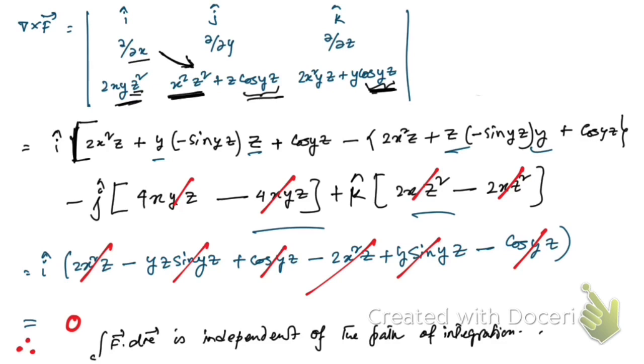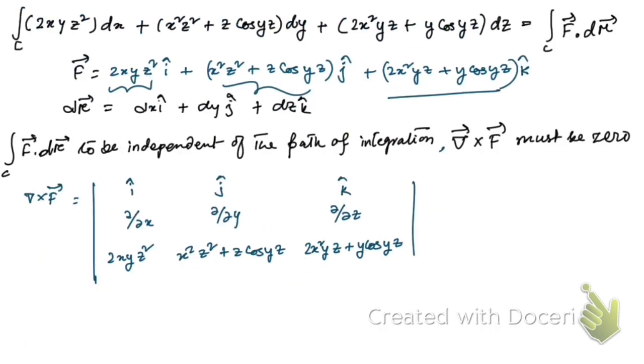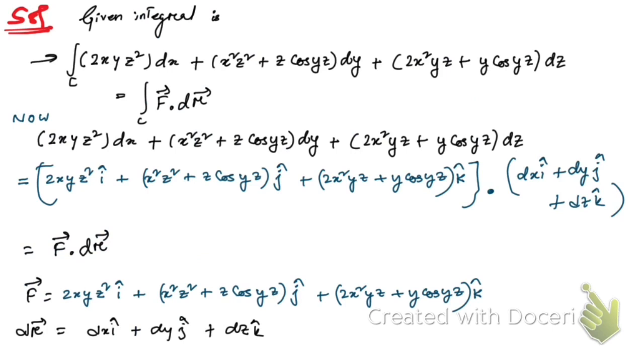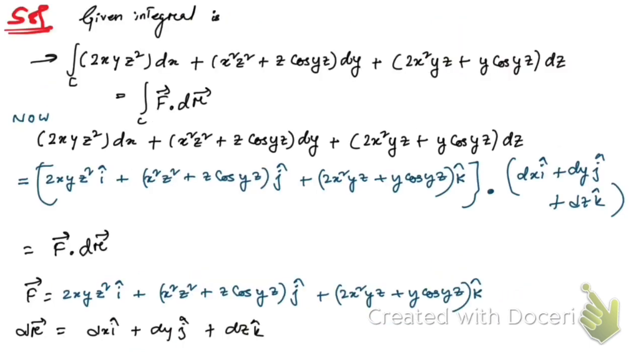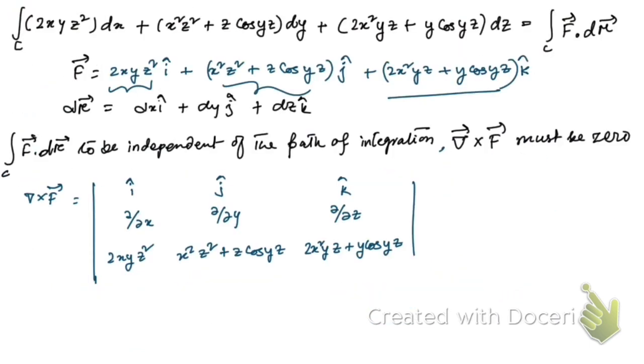Now you see, so we have done one part. Now let's move on to the next part. And here you see in this question we need to evaluate from this point to that point. So in order to evaluate, let's do one thing. Let me first copy this F vector dr vector again. Okay, let me copy these things. Just wait, let me copy this part again. Okay, so let me take a new slide.